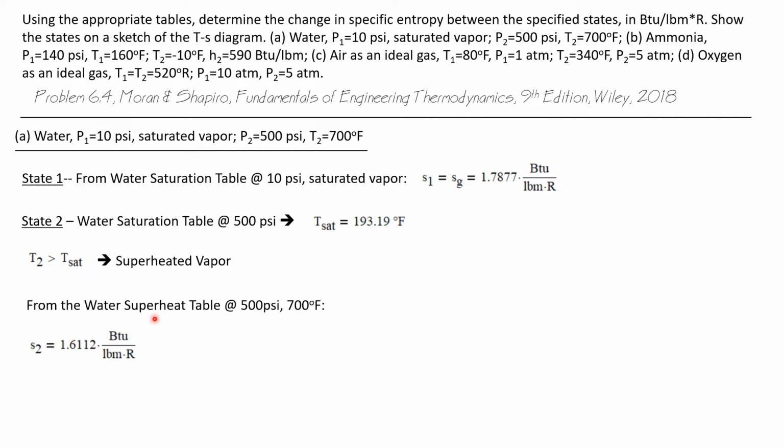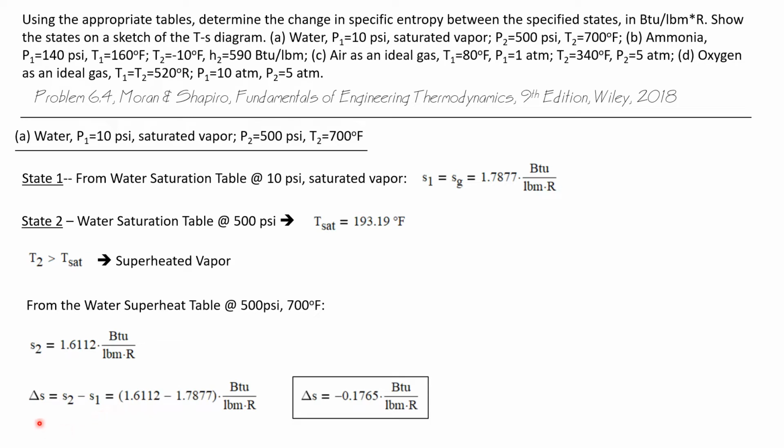So then we can go to the superheat tables at 500 psi and 700 degrees Fahrenheit, and we get a value of specific entropy for state 2 of 1.6112 BTUs per pound mass R. And now we can calculate delta S, which is what we were asked to find. Well, delta S is just S2 minus S1. And we have those values from the table, and we can subtract them. And we get delta S is minus 0.1765 BTUs per pound mass R.